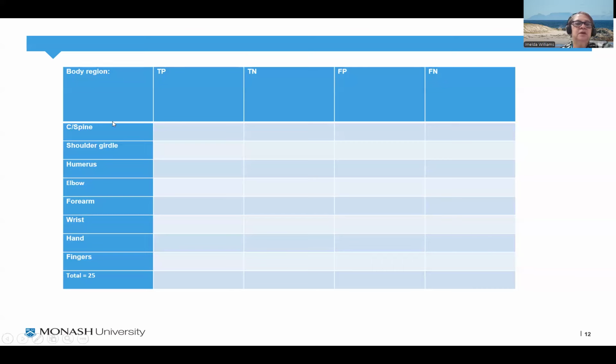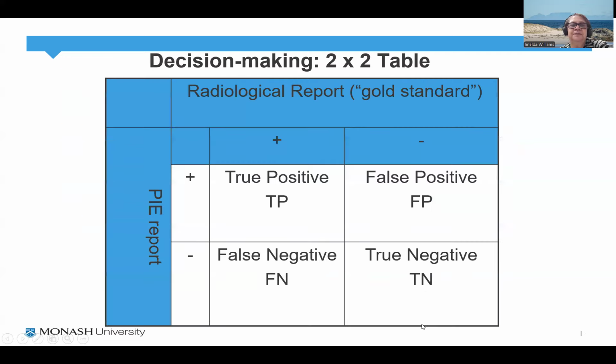Now, what's important is if you have 25 cases, if you add all of that up, it's 25. And then if you think that for each of your cases across the row, it can only add up to 1. So this bottom row, when you add all your true positive, true negative, false positive, and false negative, should also add up to 25. So this is just what we call a decision-making table, and that displays the radiologist report, which is of course seen as the gold standard, versus that of the preliminary image evaluation report, and how you then assign your positives and negatives.